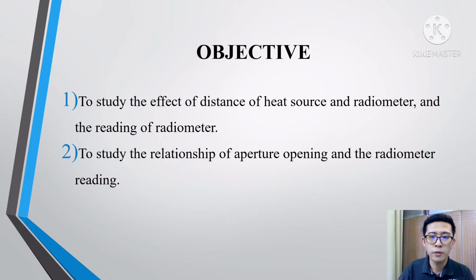There are two objectives for our experiment. The first one is to study the effect of the distance between the heat source and the radiometer on the reading of the radiometer. The second one is to study the relationship between aperture opening and the radiometer reading.